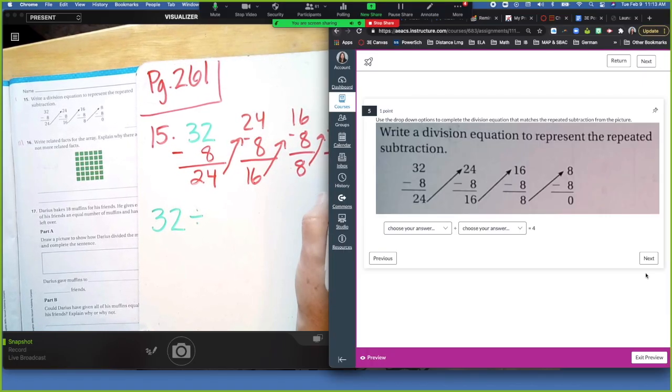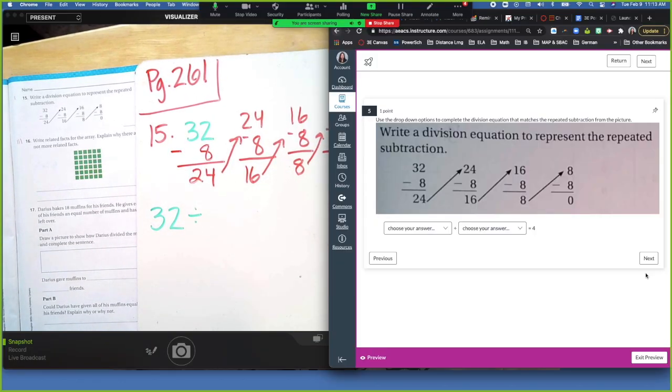And 8 minus 8 is 0. So when you get to 0, you're done. But I want to know what other numbers are in my division sentence, because I'm always going to start with my biggest number. And I can even see in my pull down, right? It kind of helps me. 32 divided by something equals 4.